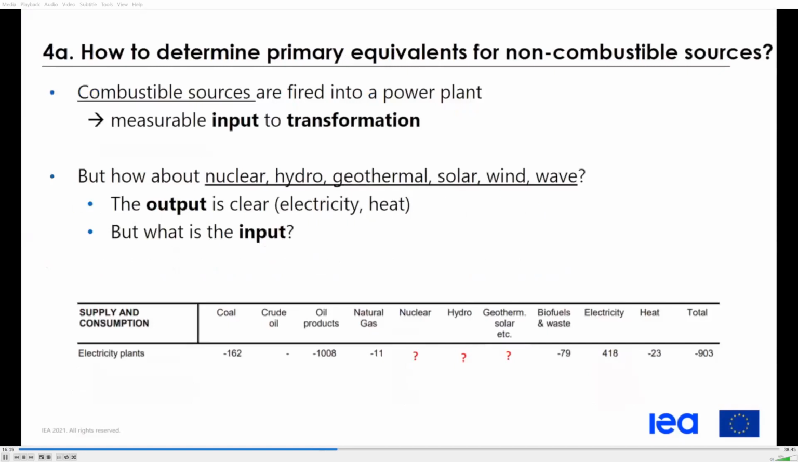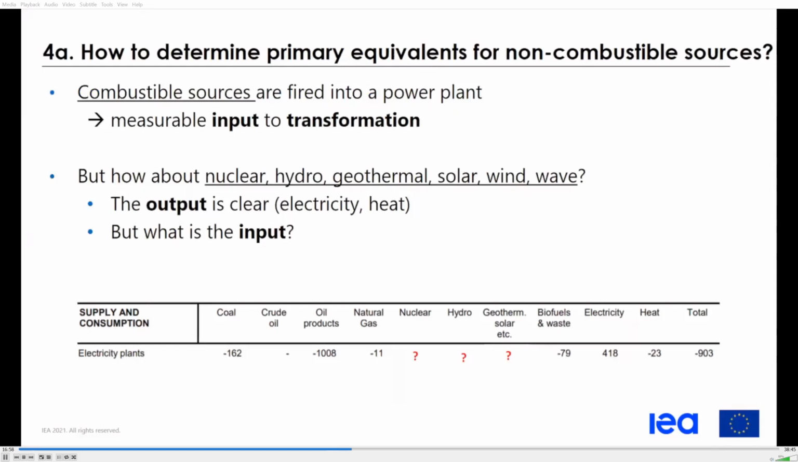So now we know how to convert combustible fuels in energy units, but what about nuclear, hydro, and other renewables? Why is it so important to compute this input, the primary energy equivalent? Because it is important to quantify the primary energy supply in order to calculate the total energy supply. A very important methodological choice is the definition of the primary energy equivalent for the electricity and heat produced from non-combustible sources such as nuclear, geothermal, solar, hydro, and wind.